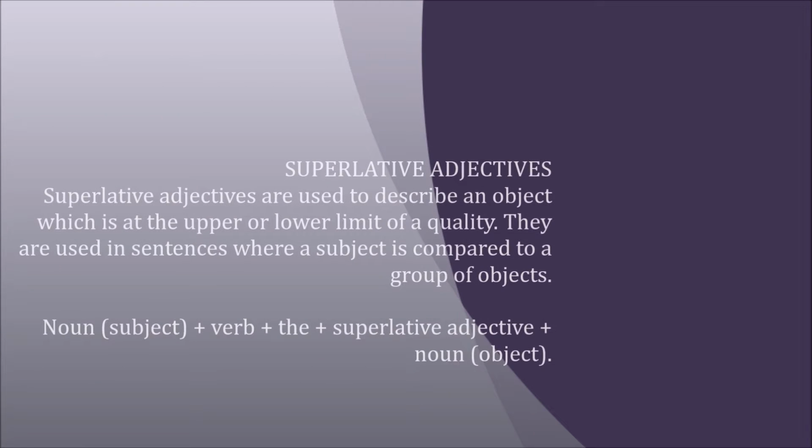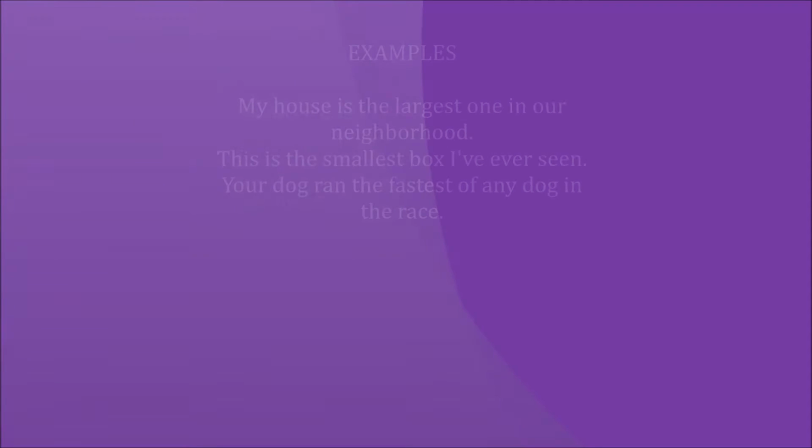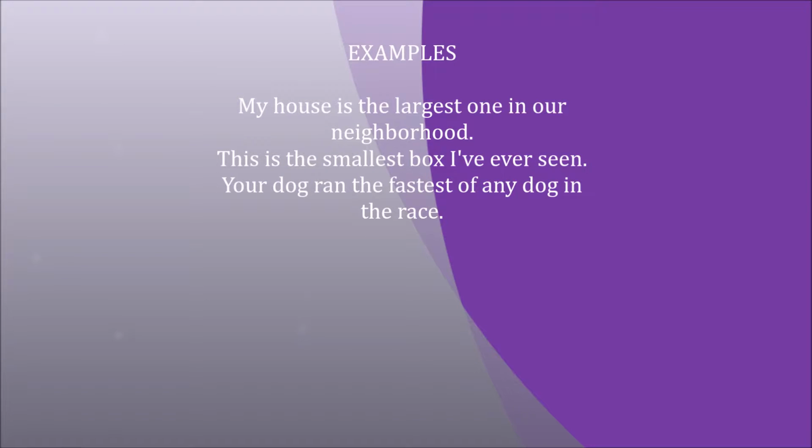Now, superlative adjectives. Superlative adjectives are used to describe an object which is an upper or lower limit of a quality. They are used in sentences where a subject is compared to a group of objects. Noun plus verb plus the plus superlative adjective plus noun. For example, my house is the largest one in our neighborhood. This is the smallest box I have ever seen. Your dog ran the fastest of any dog in the race.